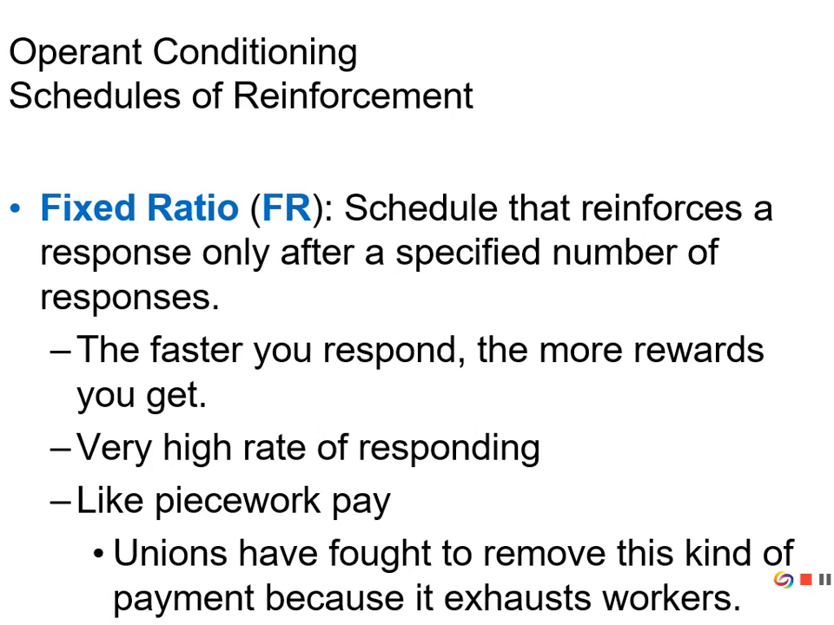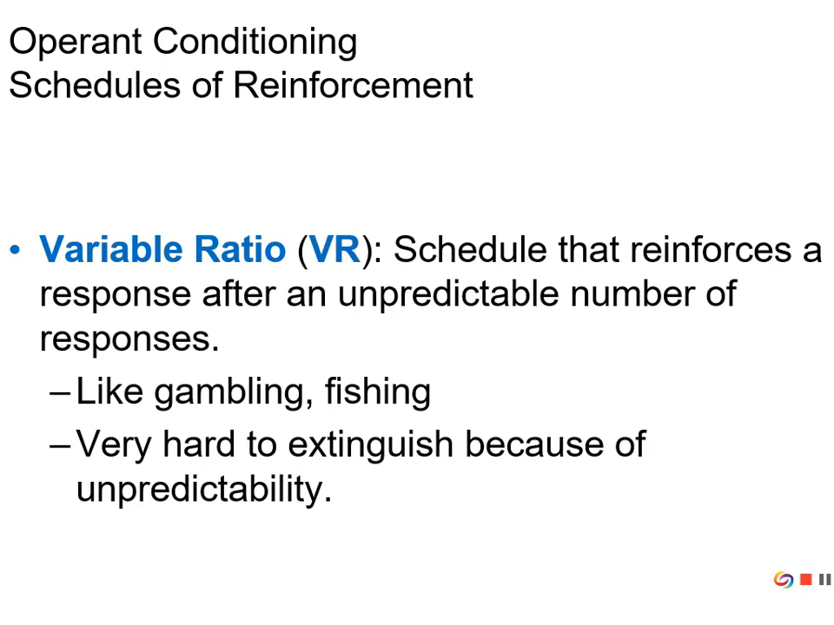Okay? And this still happens in other parts of the world, like China. This is exactly what happens: there is actually no worker rights, and the factory makes more money if we can make you move faster. So labor laws in the United States have outlawed this type of payment systems, okay? All right, so a variable ratio is a type of reinforcement system that is somewhat unpredictable.